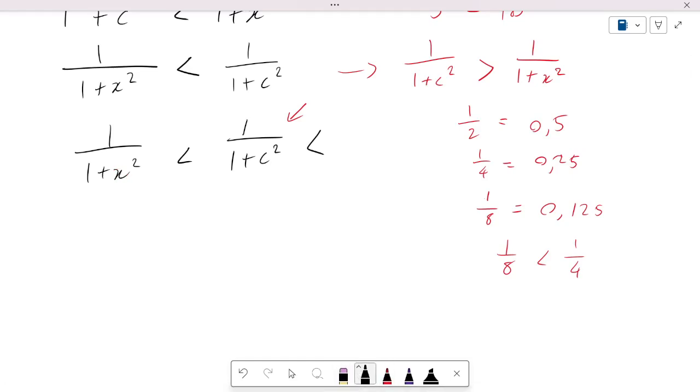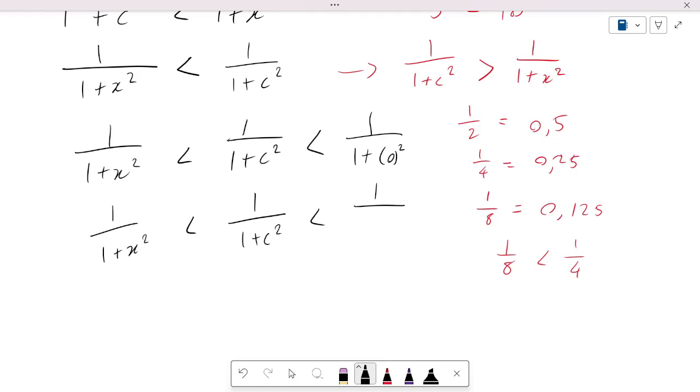Okay, so if we say 1 over 1 plus 0 squared, right? This will actually just say that 1 over 1 plus x squared is less than 1 over 1 plus c squared, which is less than 1 over 1 plus 0 squared, which is 1 over 1, or we can just write it as 1. It's a simple answer.